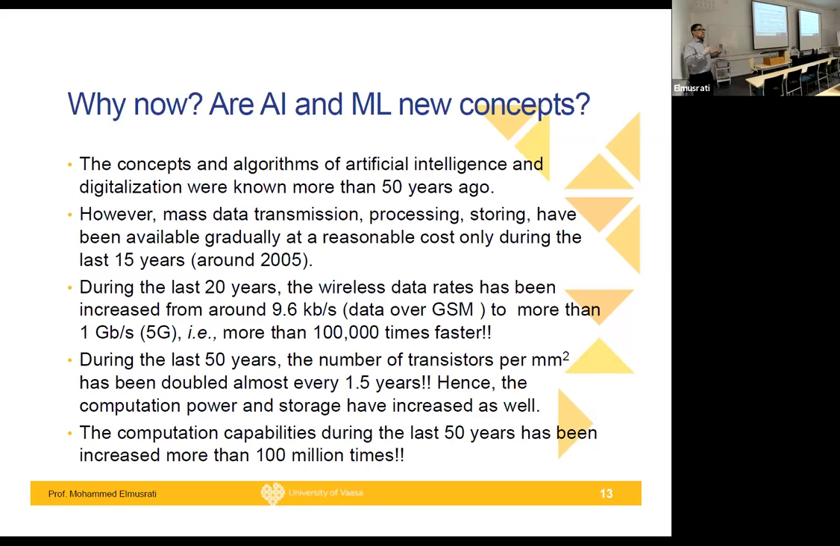So now when you have many, many sensors, then you can collect data, you can send them easily from place to place, and you can make the processing. Also, during the last 50 years, the number of transistors per square millimeter has doubled almost every 1.5 years. So if you compare the best of our computation devices today with the best of the computation devices 50 years ago, today's computation is 100 million times faster. You can see that those are the main motivations that we can now rebuild our systems based on AI and also based on machine learning. This is from the technology point of view.